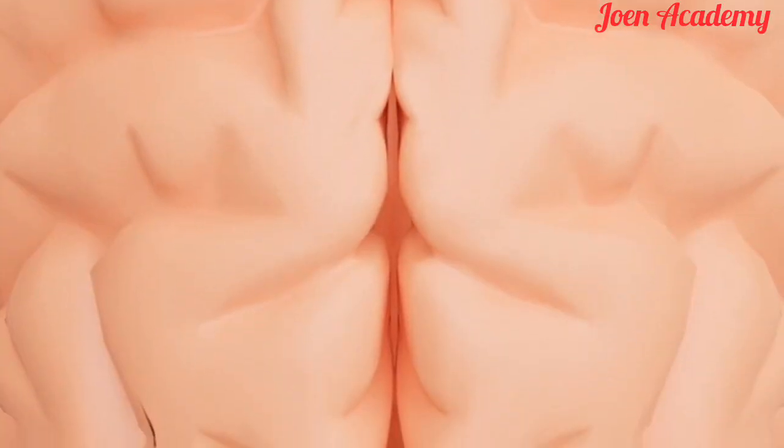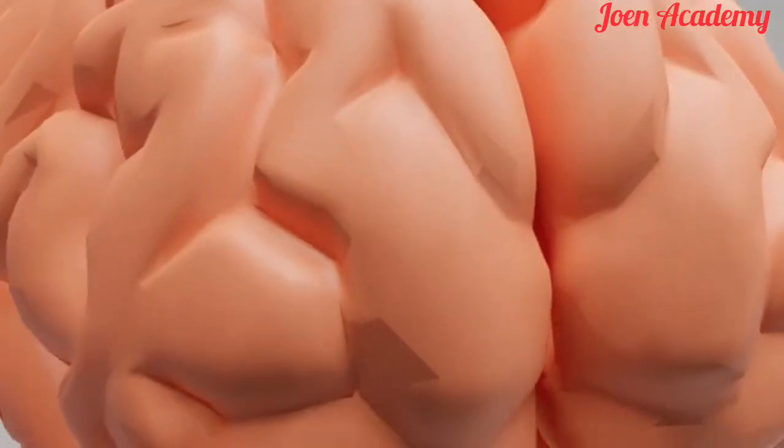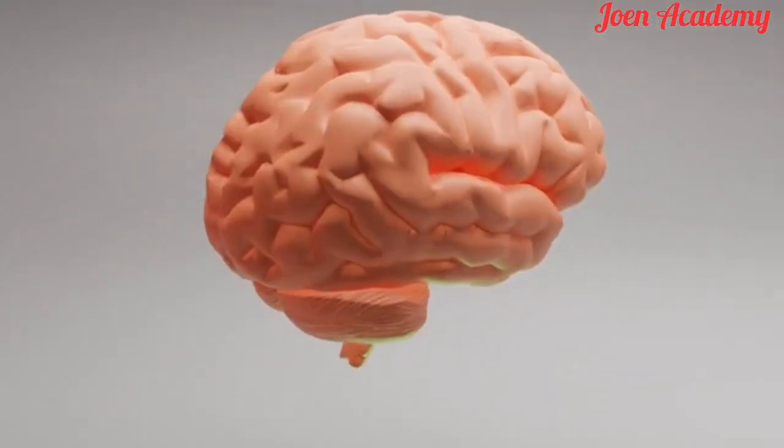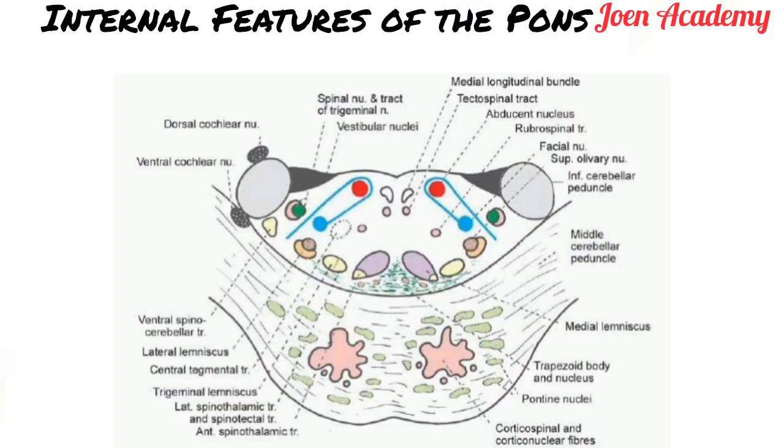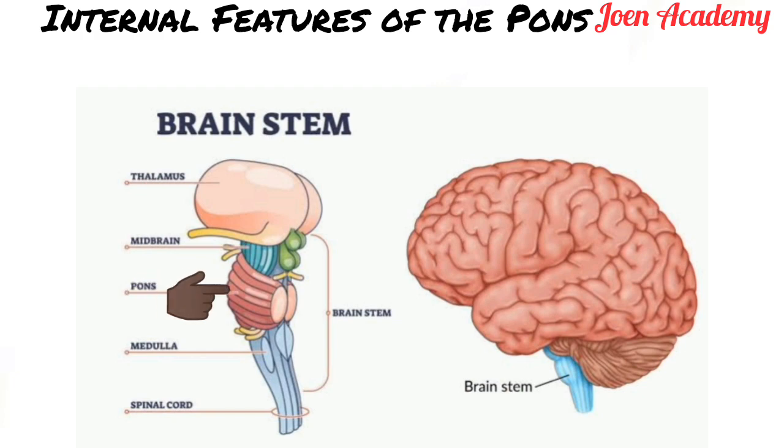Previously on neuroanatomy, we discussed the external features of the pons. In this video, we'll be taking a close look at the internal features of the pons. Don't forget that the pons is a part of the brainstem that connects the midbrain with the medulla oblongata.